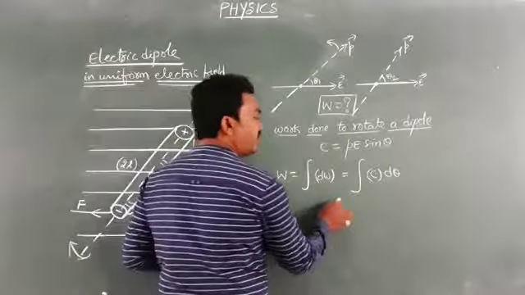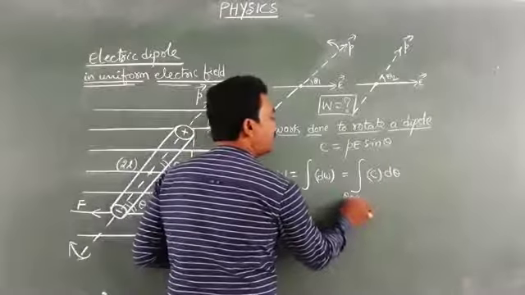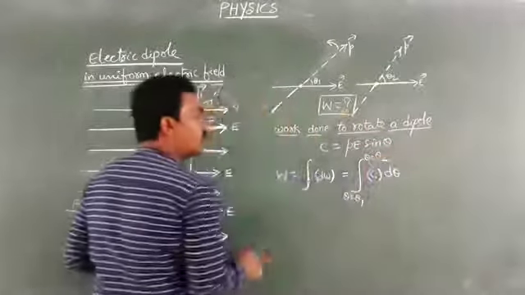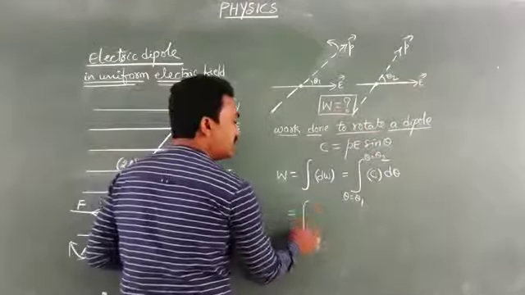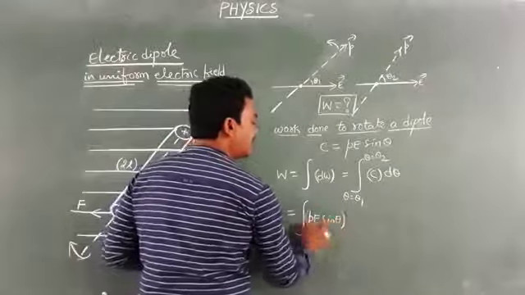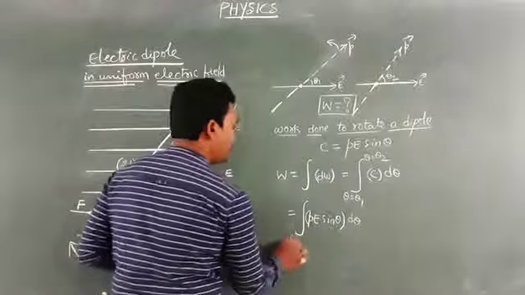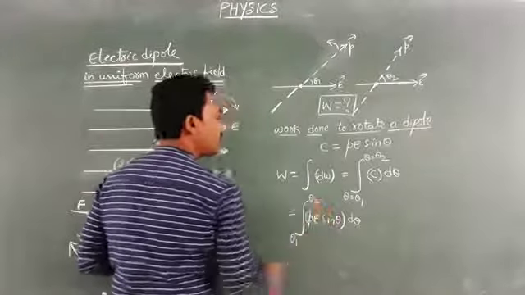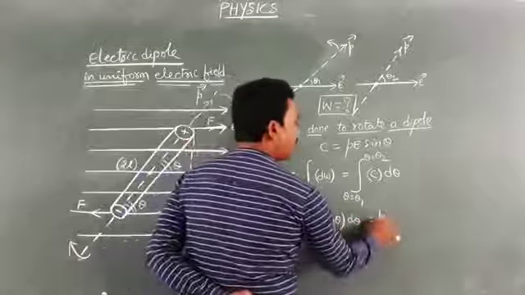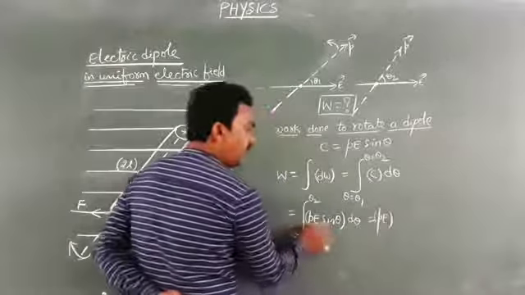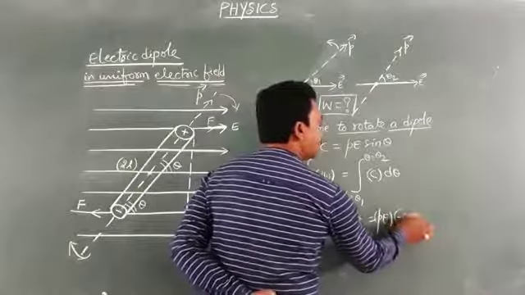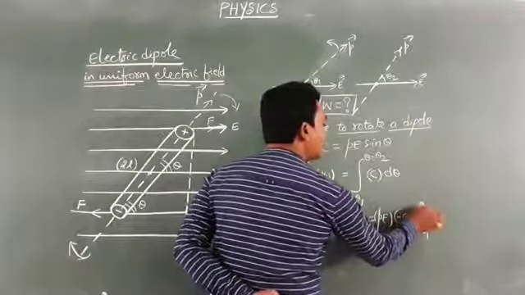So from where to where do I wish to rotate my dipole? I wish to rotate from theta equal to theta 1 to theta equal to theta 2. So this is equal to the integral of PE sin theta d theta from theta 1 to theta 2. Then this is equal to PE constant, and the integral of sin theta will be minus cos theta between the limits of theta 1 to theta 2.